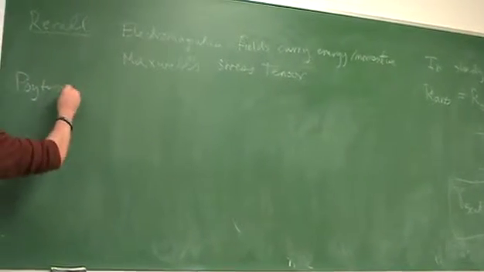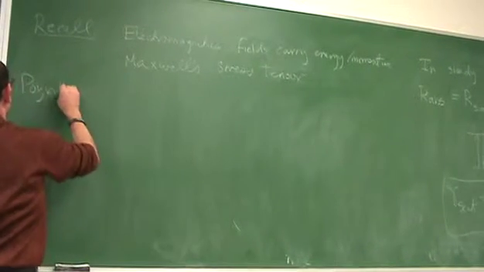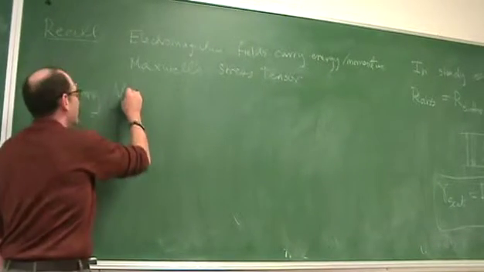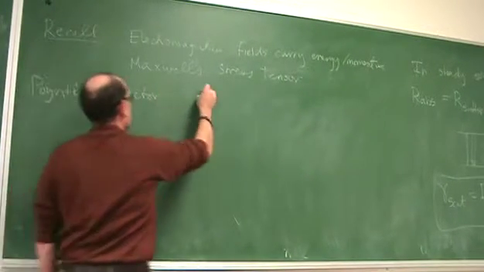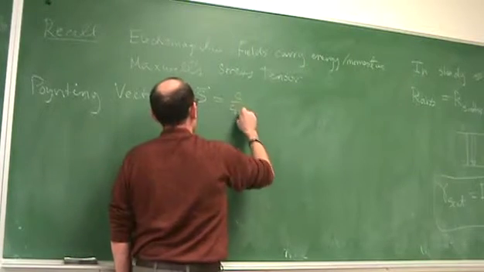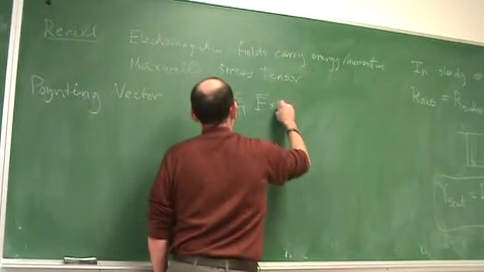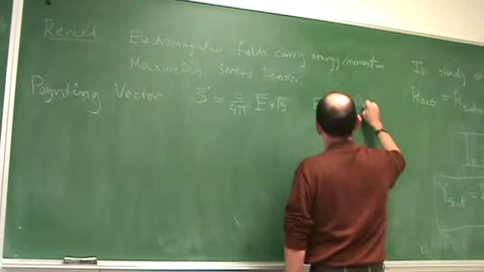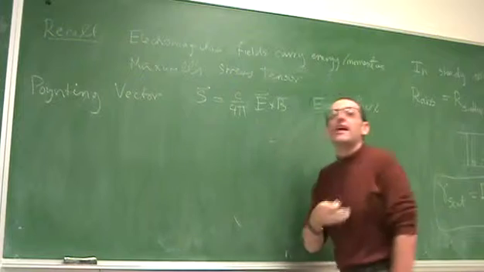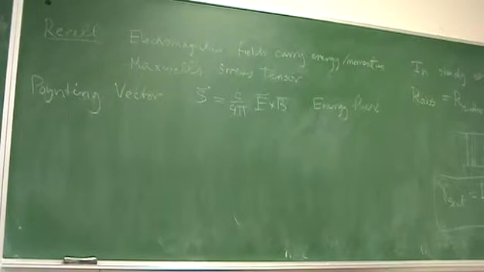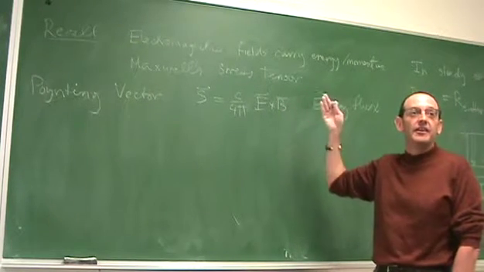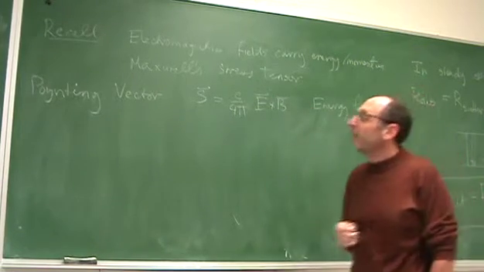Poynting was a person, even though it points. It is the energy flux. That is to say, this is the energy per unit time, per unit area that's flowing in my electromagnetic field. The time average of the magnitude of this is the intensity.